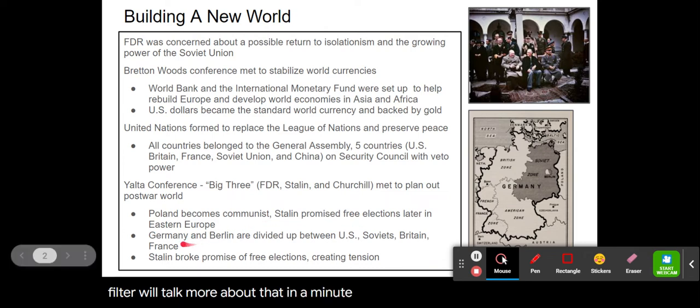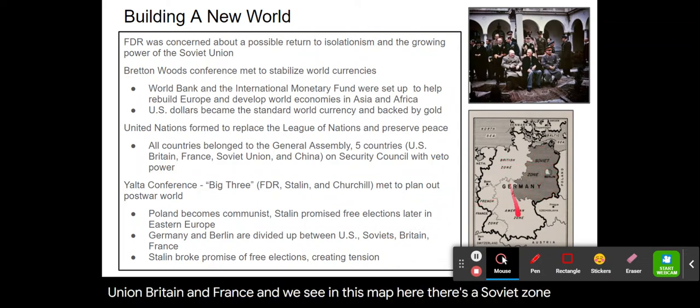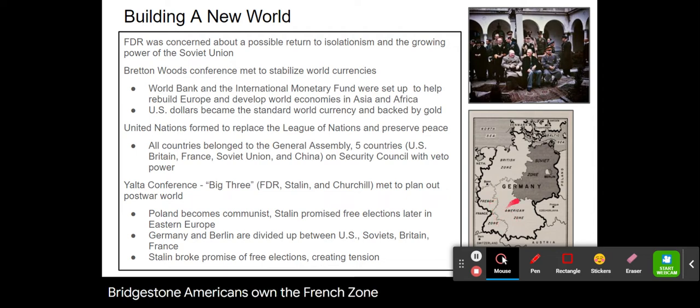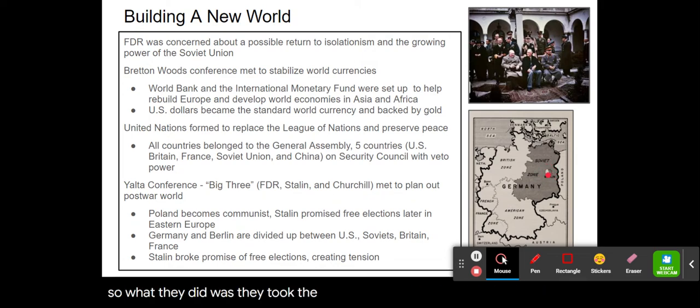They also divided up Germany and Berlin between the U.S., the Soviet Union, Britain, and France. And we see in this map here, there's a Soviet zone, British zone, American zone, the French zone. And Berlin, which is right here, was the capital of Germany, and that's within the Soviet zone. So they took the capital and also divided that, like you see. So you have this little island of an American, British, and French zone of Berlin inside this larger Soviet zone. And that's going to be important later on.